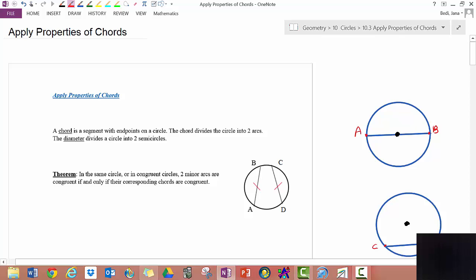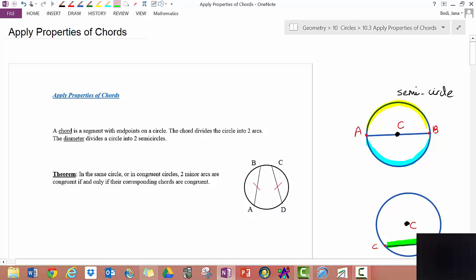What's the difference between chord AB and chord CD? Well, obviously chord AB passes through the center. We'll call that C. And when a chord passes through the center of the circle, we call it a diameter. It is the longest chord. What a diameter does for you is it creates two semicircles. So here are our semicircles, and we'll just write semicircle.